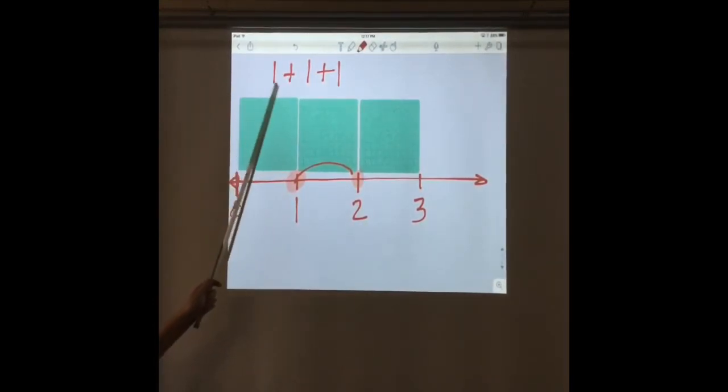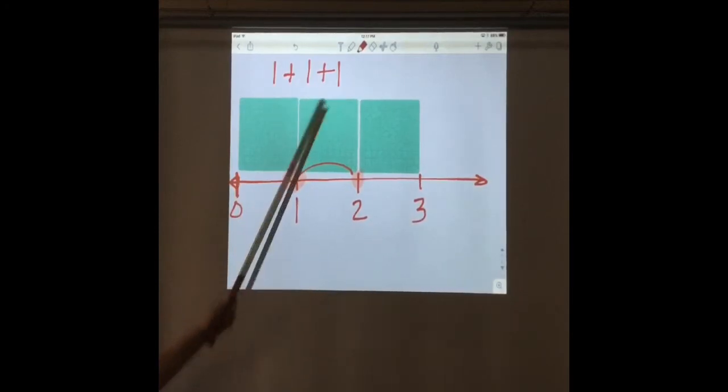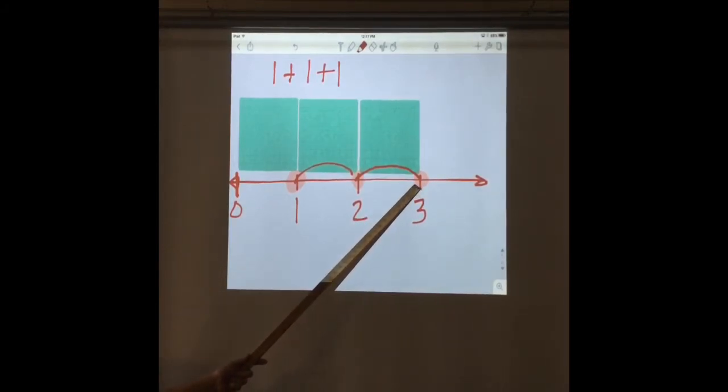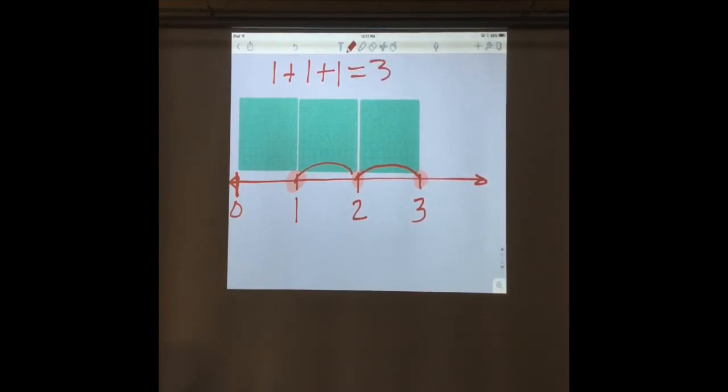Okay, now have I finished my problem? No, what do I have to do still? I have to add one more. So then I move my line going over to what? To the next one, right? I added one more. So where's my dot now? It's on 3. So what's my answer? It's 3. You guys have been used to 1 plus 1 plus 1 equals 3. You did that a lot of grades ago, huh? Quite a few grades ago.